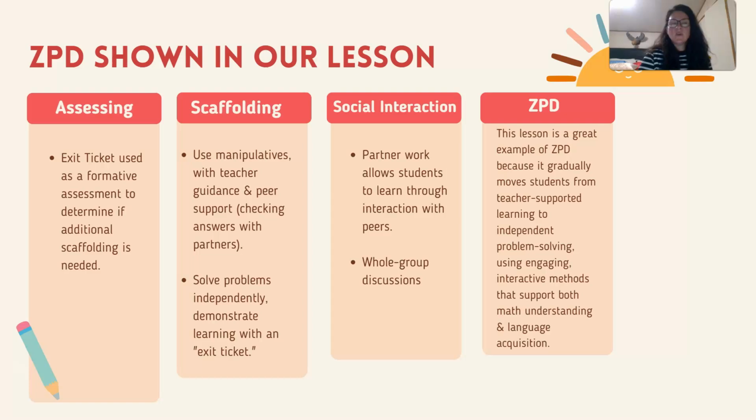The zone of proximal development is shown in our lesson through the following ways. Assessing. There's going to be an exit ticket used as a formative assessment to determine if additional scaffolding is needed. We're going to use scaffolding in the form of manipulatives with teacher guidance and peer support, checking the answers with their partners, and solving problems independently to demonstrate learning with an exit ticket.